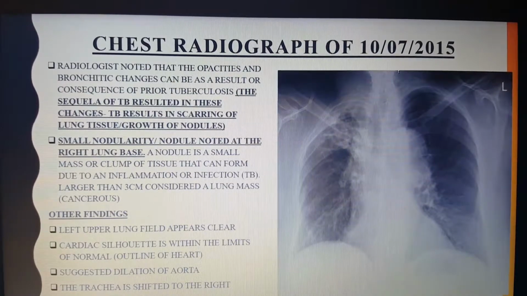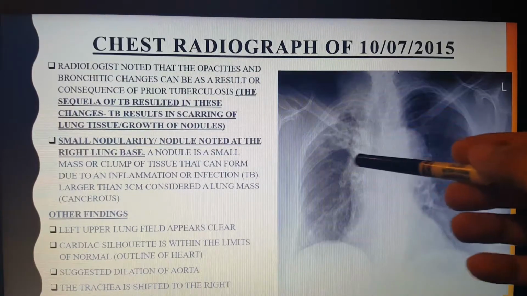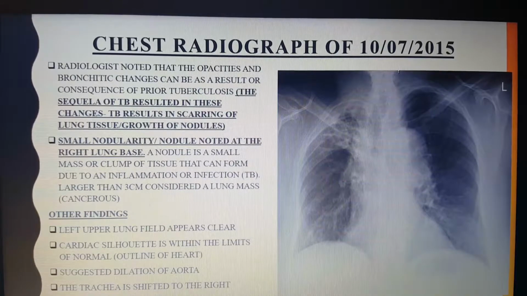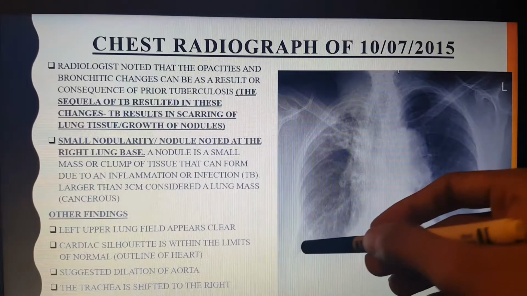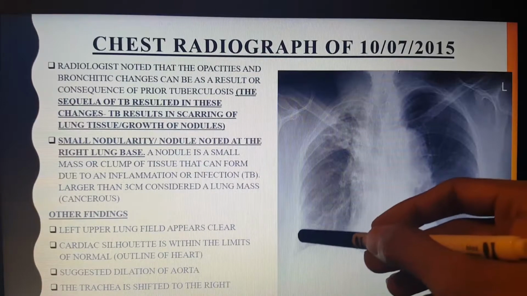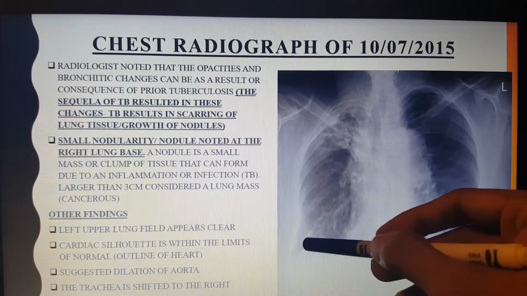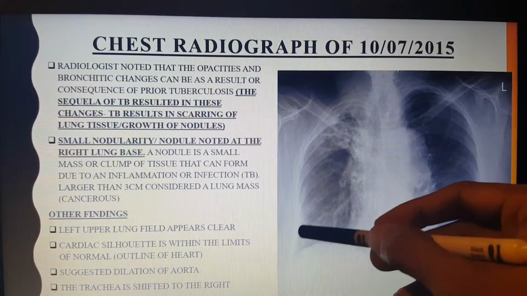Remember that TB results in the scarring of lung tissue and the growth of nodules. Due to this, the radiologist said that the opacities formed. Also, he noted that there was a small nodularity or nodule located at the right lung base. This is the area of the right lung base. As you can see here, this white area represents the nodularity or the nodule that the radiologist was speaking about.